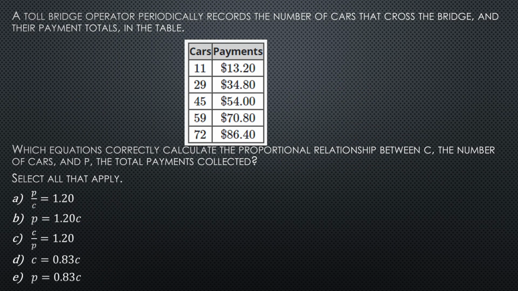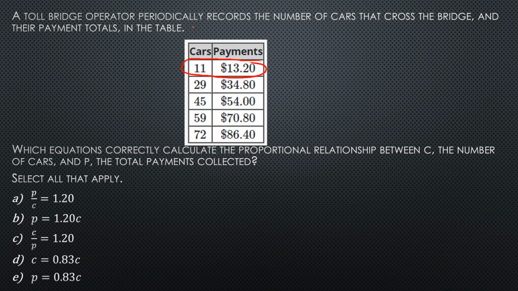Our next one says that a toll bridge operator periodically records the number of cars that cross the bridge and their payment totals in the table. Which equations correctly calculate the proportional relationship between C, the number of cars, and P, the total payment collected? For this problem, we need to figure out what the unit rate is.